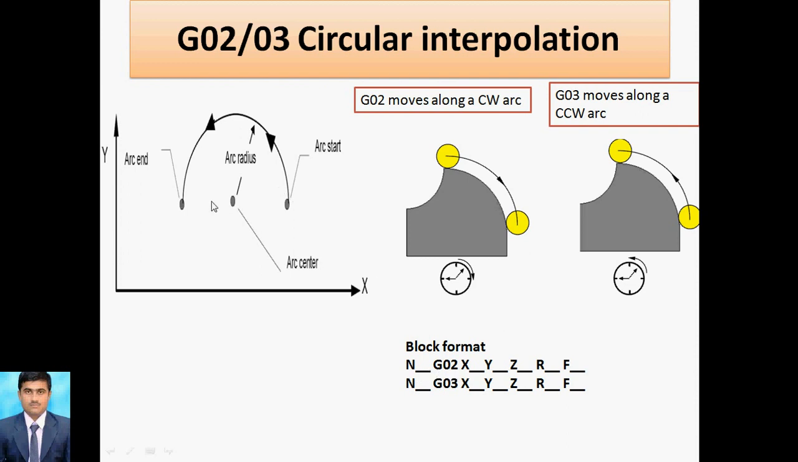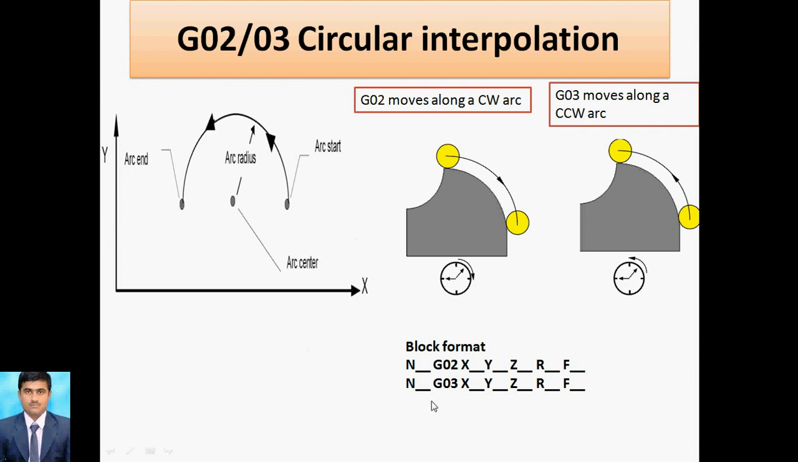Then this word, G02, if it is clockwise, this is clockwise, right? So here also mention clockwise. So that time you can mention G02 XYZ. That is the coordinate system, X and Y over here, and Z is in a perpendicular manner. R, you can mention the radius. Suppose the radius is 20, we can mention 20. If the radius is 50, I can mention 50. And with feed rate, we can mention according to your applications.